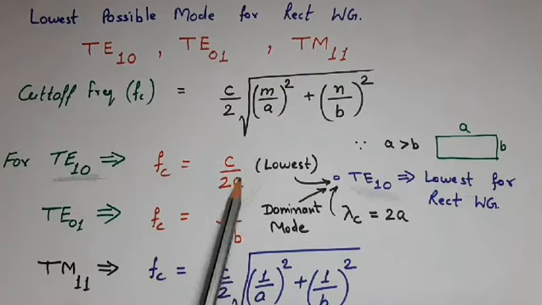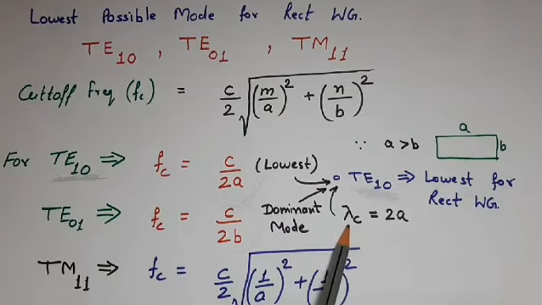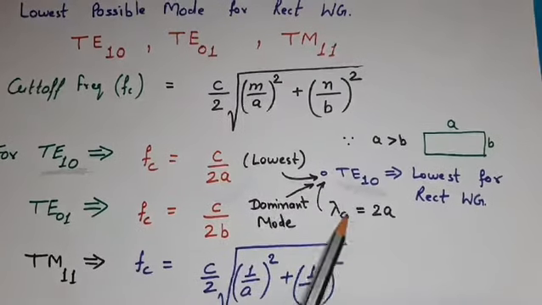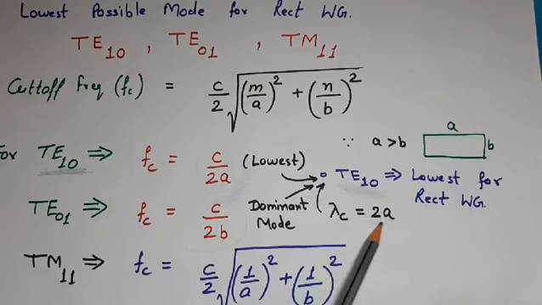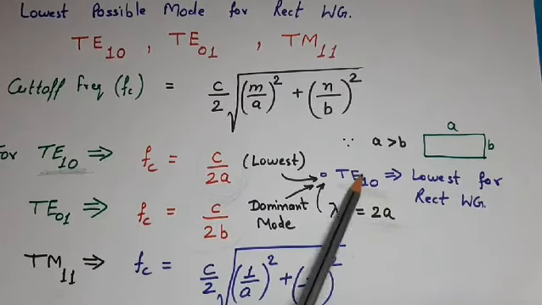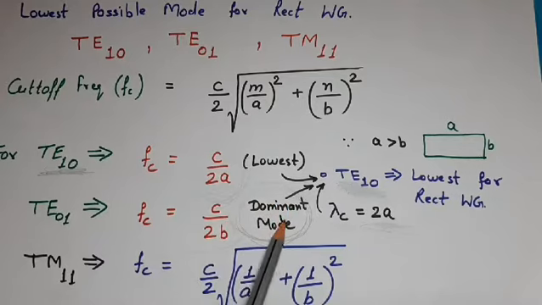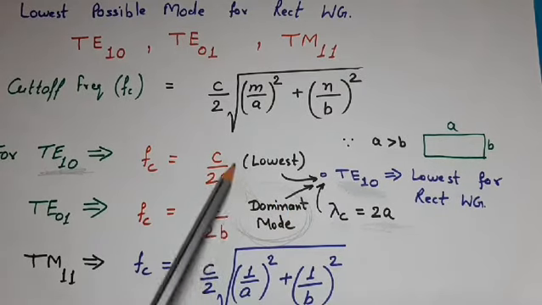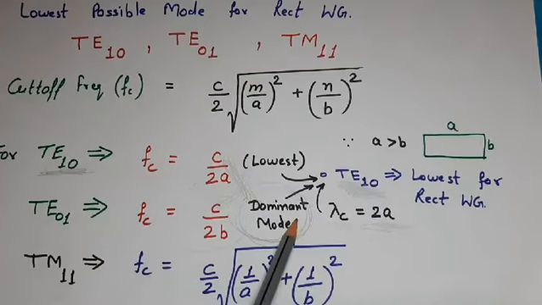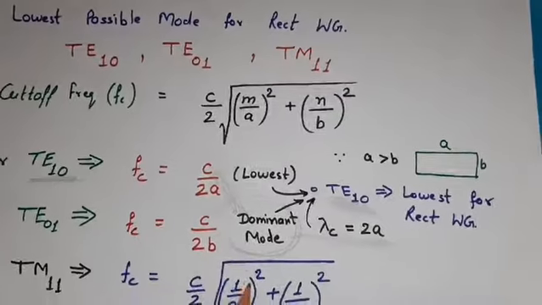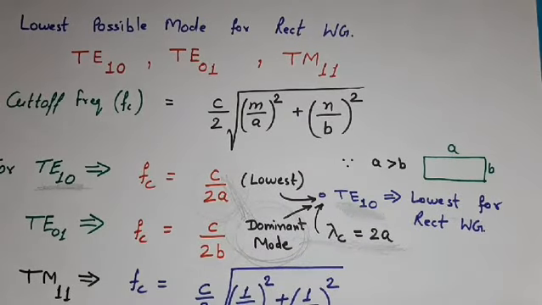Similarly, we can calculate the cutoff wavelength also, because lambda c is equal to 2 upon the square root of (m upon a) whole squared plus (n upon b) whole squared, and that's why corresponding to TE10, lambda c would be equal to 2a. Because TE10 is the lowest possible mode in a rectangular waveguide, it is also known as the dominant mode. The cutoff frequency corresponding to the dominant mode is c upon 2a, and the cutoff wavelength is 2a. So this was all about rectangular waveguide. In the next lecture, we will draw some field distributions for a rectangular waveguide for different modes.